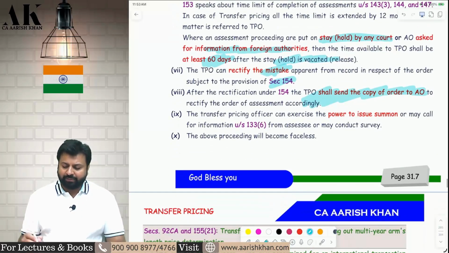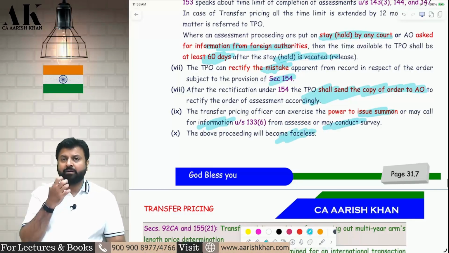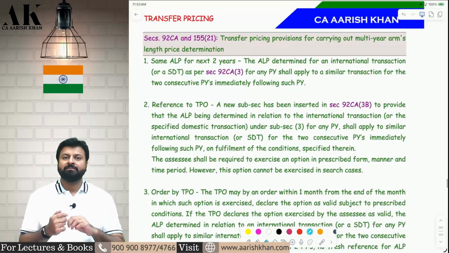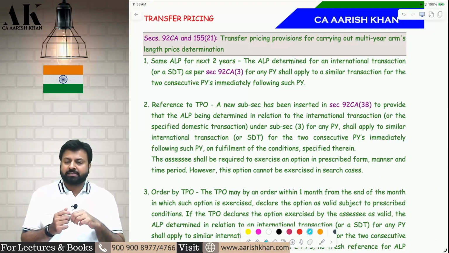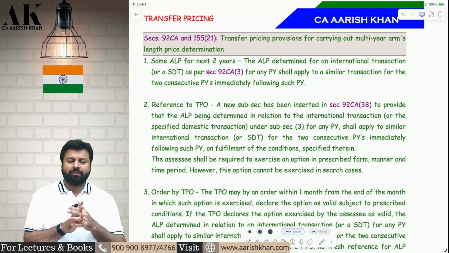Then the TPO has been given some extreme powers to issue summons, to call for information, and to conduct a survey also. And last but not least, this proceeding will also become faceless now. I hope it is clear to all of you. This proceeding will also become faceless now. No need to be physically present in front of the TPO.